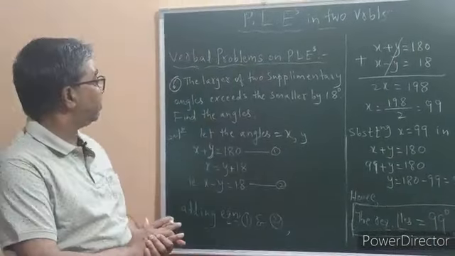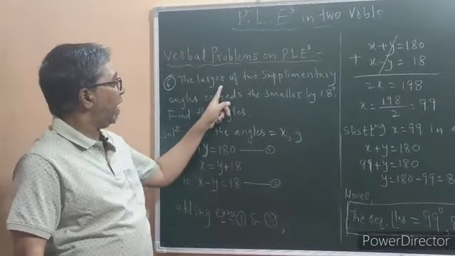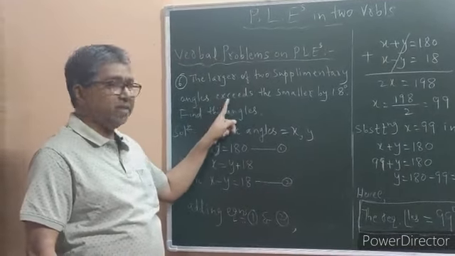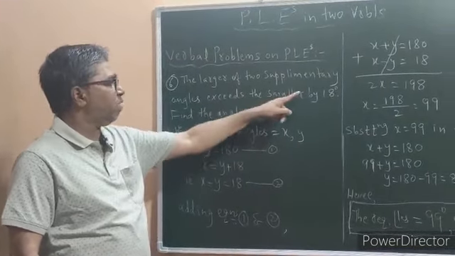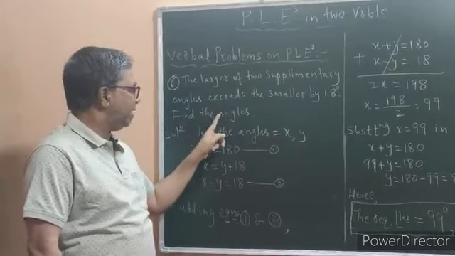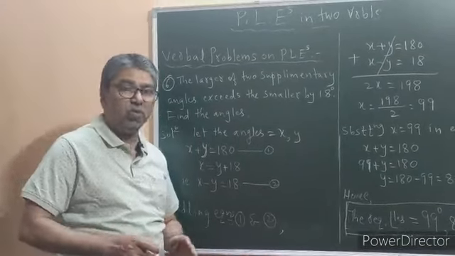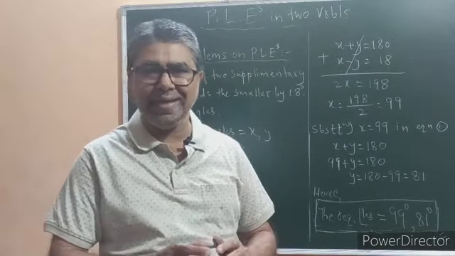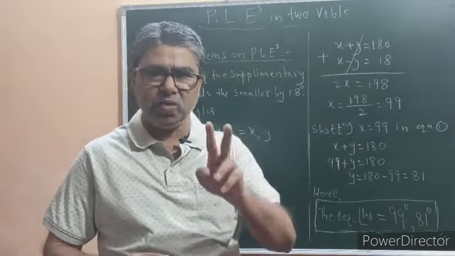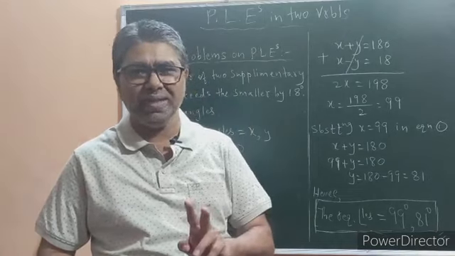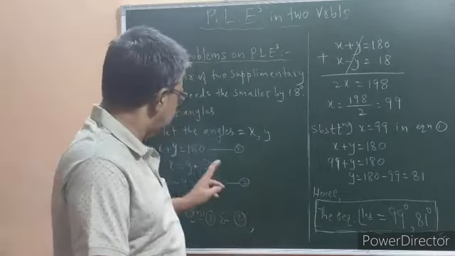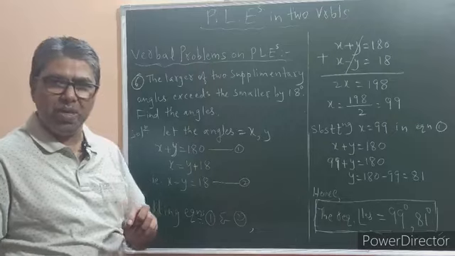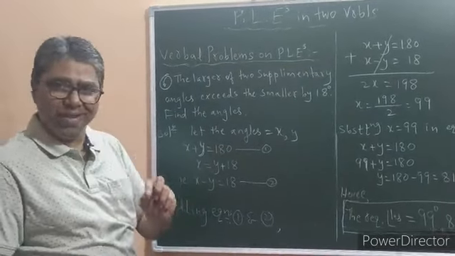So example number 6 is: the larger of two supplementary angles exceeds the smaller by 18 degrees. Find the angles. So you know supplementary angles, if the sum of two angles is 180 degrees, then the two angles are said to be supplementary angles. Now this condition we have to make use of to solve this example.